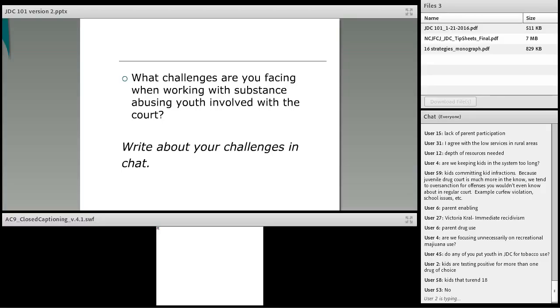Kids turning 18 in the program, kids testing positive for more than one drug of choice. Yeah, so you have a number of challenges in figuring out how to maximize your resources and get kids the services they need, which can be really, really difficult.